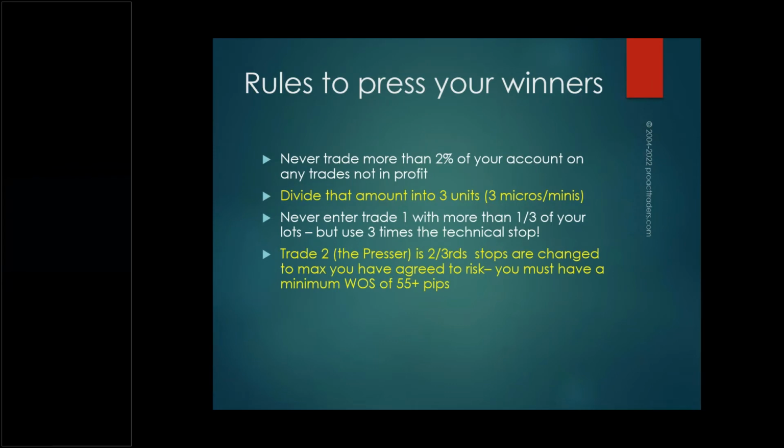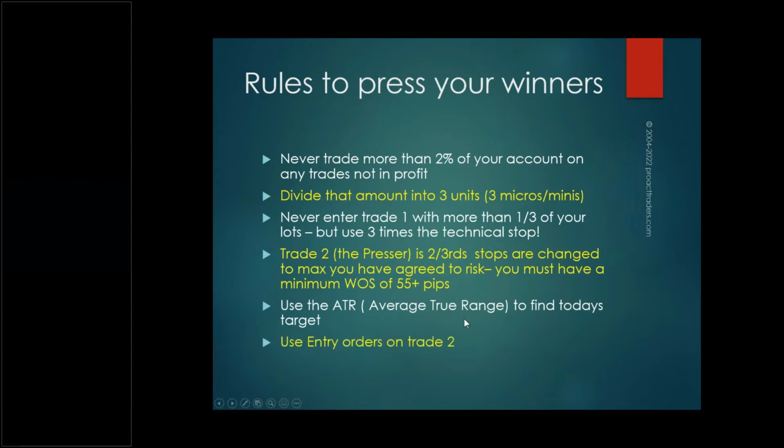Trade 2 is called the presser, it is 2/3 of your trade, and the stops are changed to the max you've agreed to risk. So you must have a wide open space of 55 pips or more, or you don't have enough room to do it. Use the ATR. I'll show that in just a second. The ATR is the average true range, to find today's target. Use entry orders only on trade 2. And by the way, you put entry orders in first.